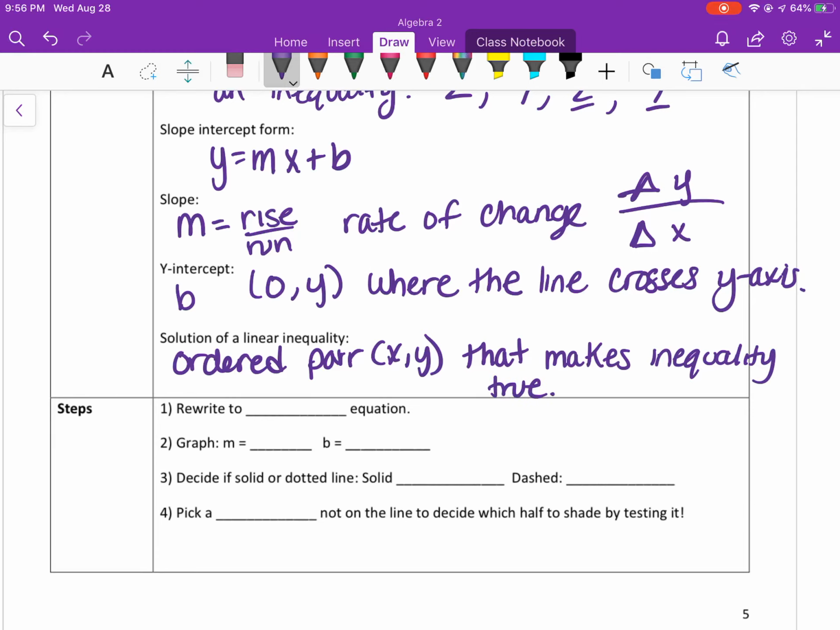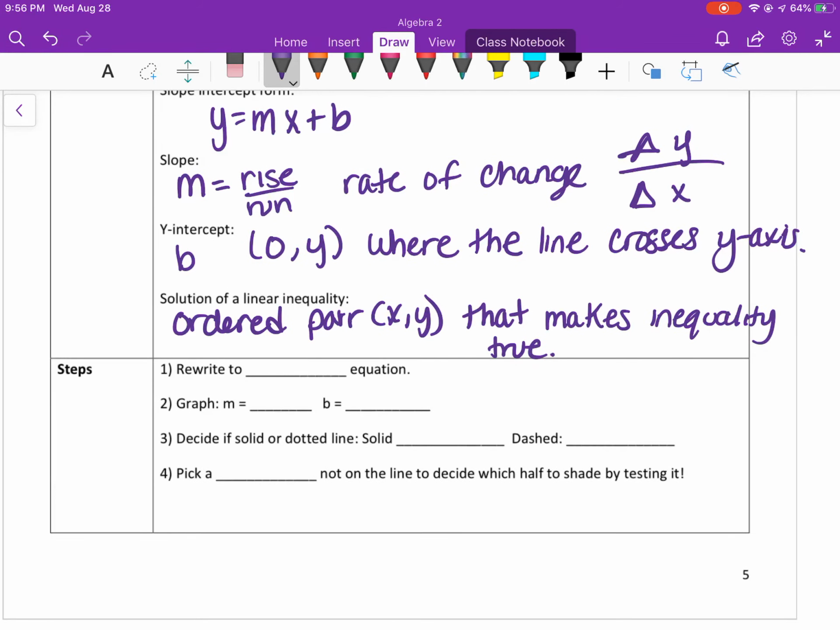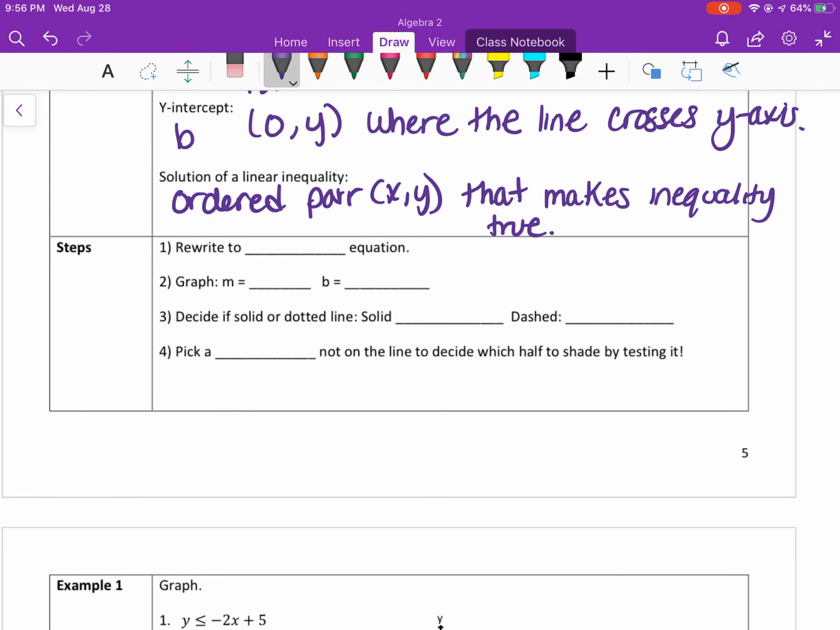So how are we going to graph our inequalities? These are the steps. First, you want to rewrite to y equals mx plus b equation. Then we're going to graph the slope. Remember, m equals slope and b equals the y-intercept. So start by graphing the y-intercept and then the slope.